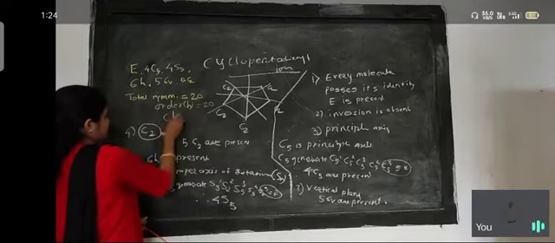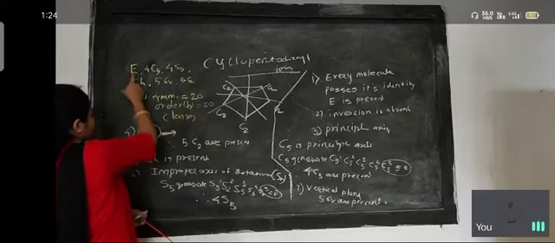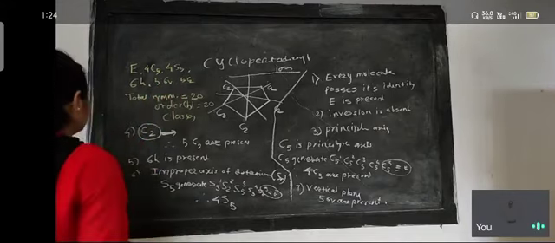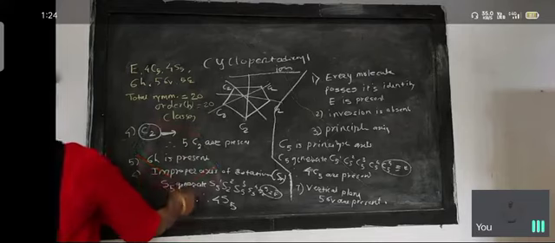Then how many classes are present? 1, 2, 3, 4, 5 and 6. Here you have to write the classes.